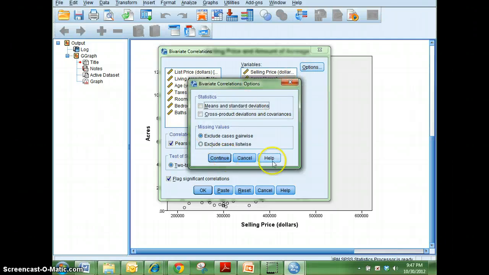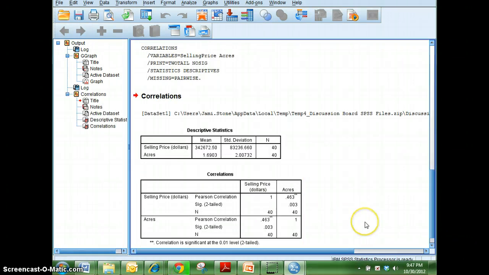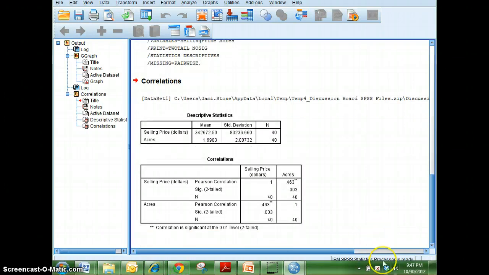And then I'm going to click Options here, because when you click options, you can also include the mean and the standard deviations for the two variables that we're comparing here to see about the relationship. So I'm going to hit continue, and then I'm going to go ahead and hit OK. And there I have it. So you can see up here I get my mean and standard deviation for both the selling price and the acres, which we had studied in Unit 2.